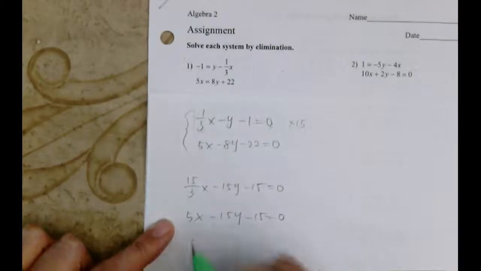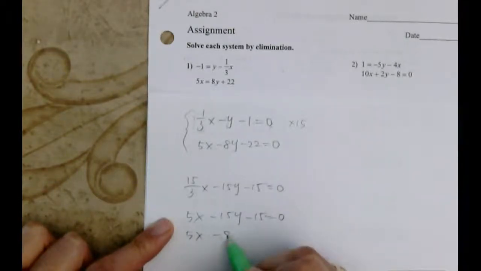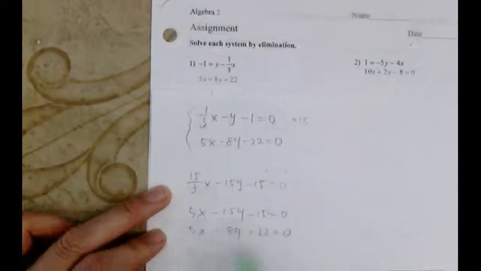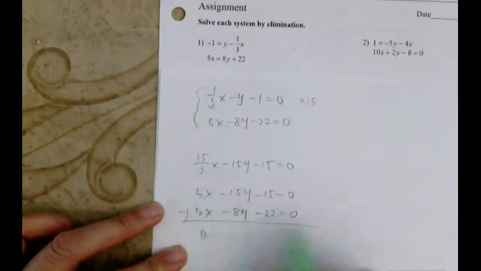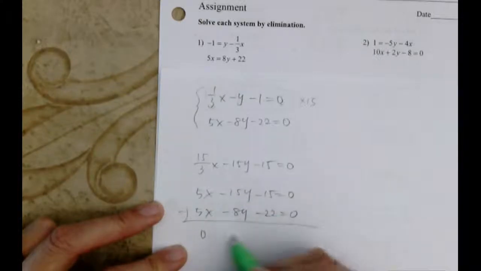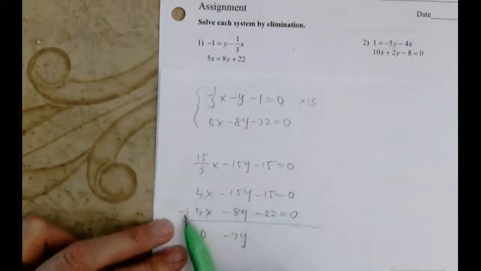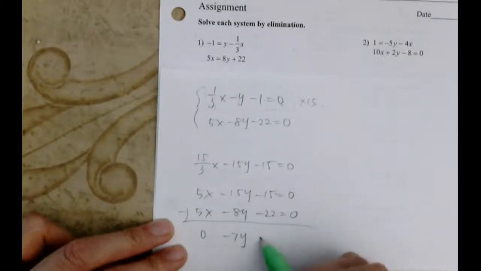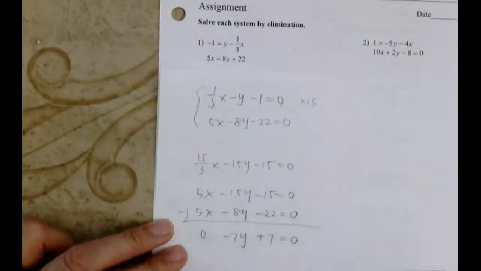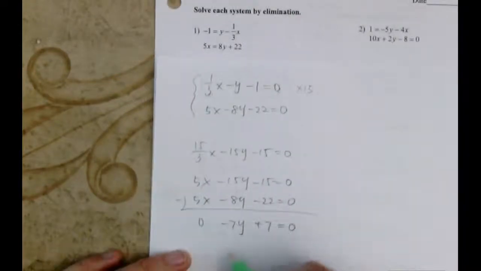So now the other equation, put it right under. 8y minus 22 equals 0. And since these are the same signs, you want to subtract them, right? So this is going to be 0. Minus and minus, it's going to be plus. Negative 15y plus 8y is negative 7y. Minus minus, so that's going to be a plus. Negative 15 plus 22 is 7 equals 0. 0 minus 0 is 0. So minus 7y equals minus 7, y equals 1.